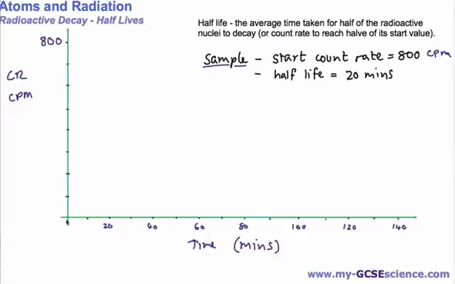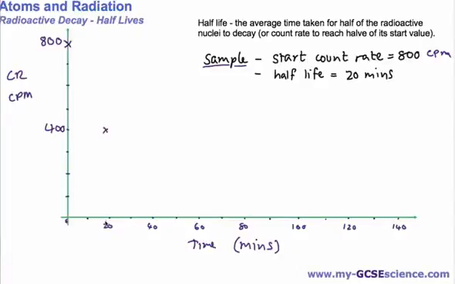Now the first point at time 0 is very easy to plot. It's just at the start rate of 800 counts per minute, so it's 800 there, and the half-life is 20 minutes. So after 20 minutes that count rate would have halved. So we've got 100, 200, 300, 400. That's half of your 800. So after 20 minutes we have a count rate of 400.